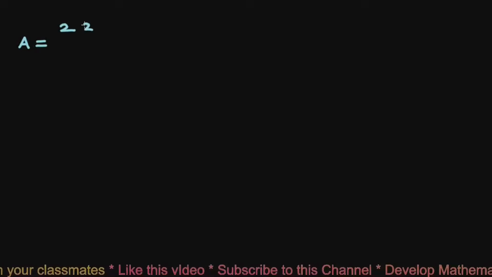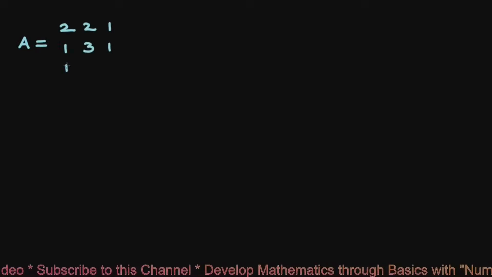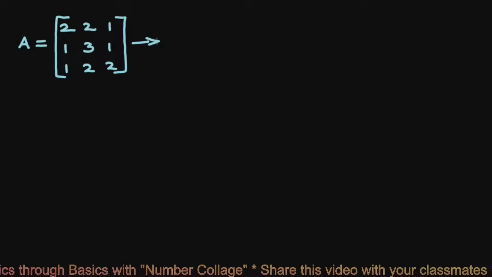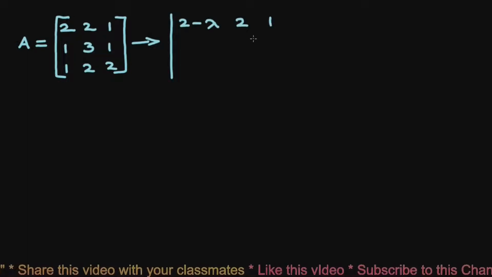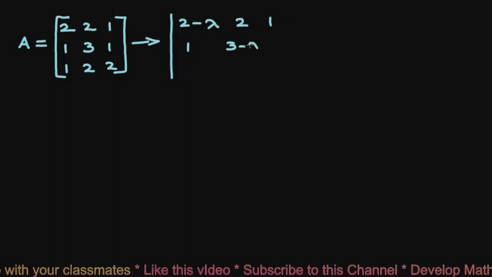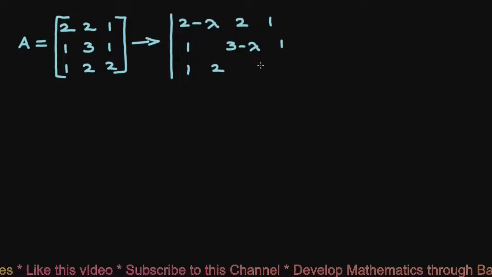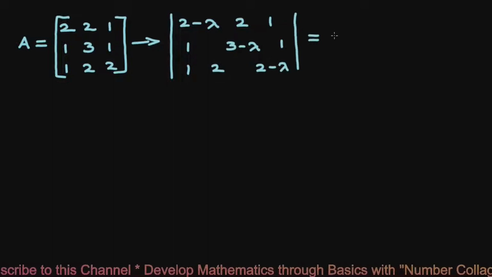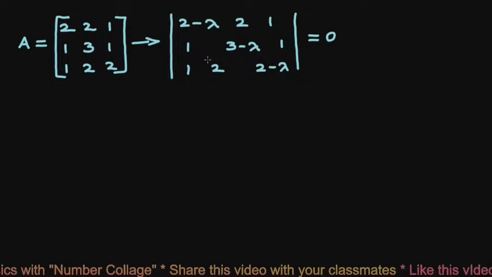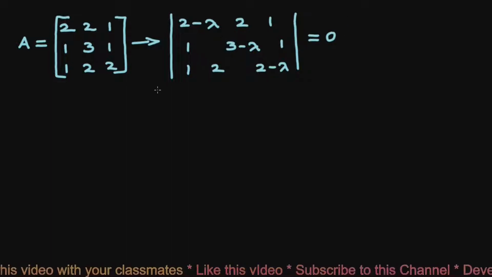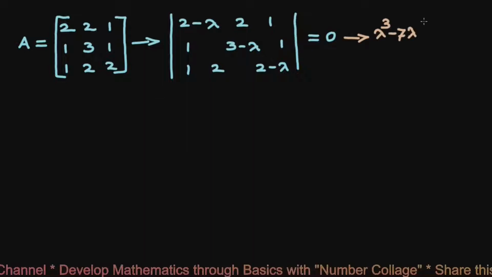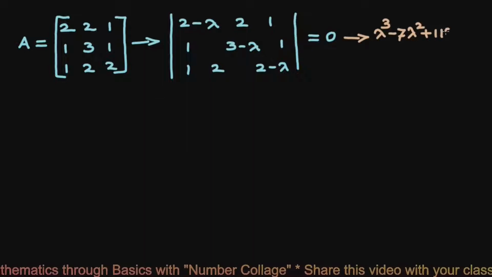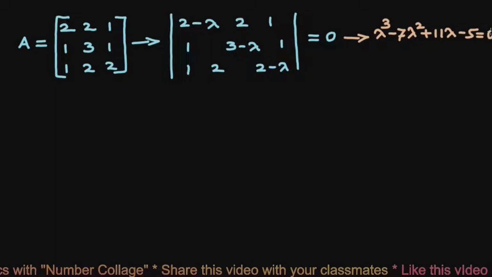We are given matrix A equals [2 2 1; 1 3 1; 1 2 2]. The characteristic equation will be the determinant of [2 minus lambda, 2, 1; 1, 3 minus lambda, 1; 1, 2, 2 minus lambda] equals 0. After expanding this determinant, we get the cubic polynomial equation lambda cube minus 7 lambda square plus 11 lambda minus 5 equals 0.